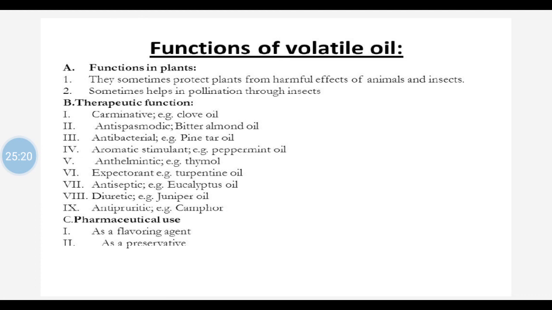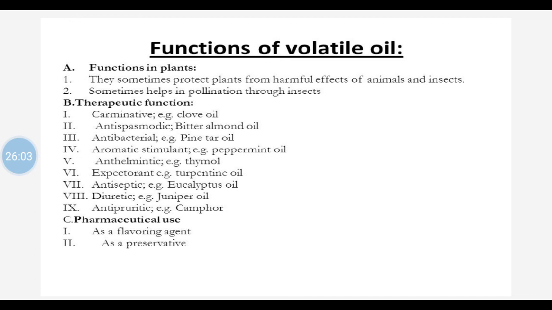They have an antibacterial role. They are stimulants. All volatile oil containing drugs have stimulant property. They are anthelmintic, then expectorant. They are most of the antiseptics. They have a diuretic role, antipruritic, for example camphor, and in the pharmaceutical field they are used as important flavors and preservatives.